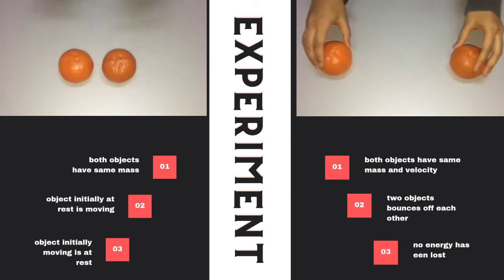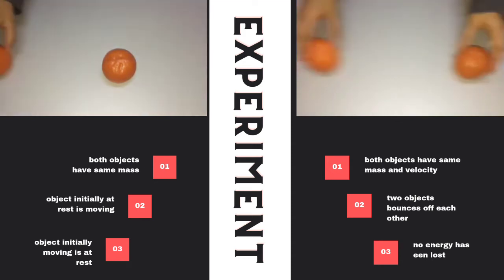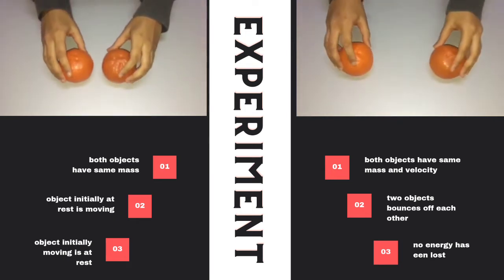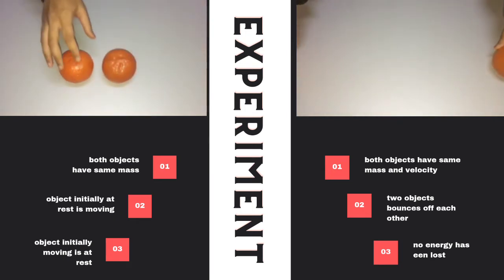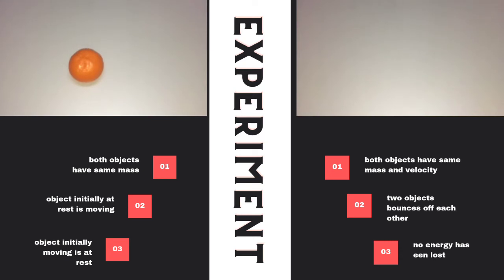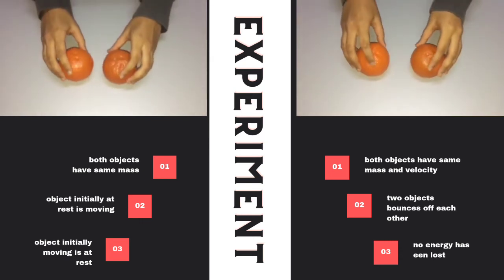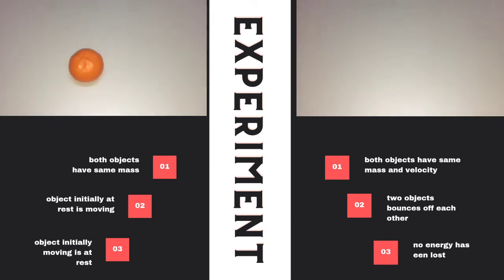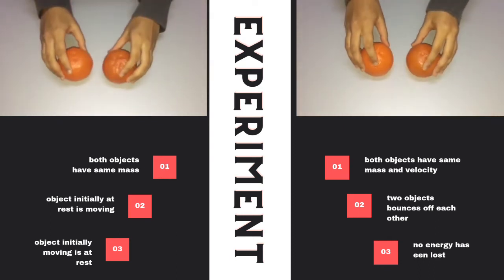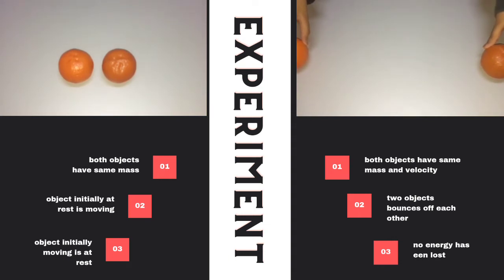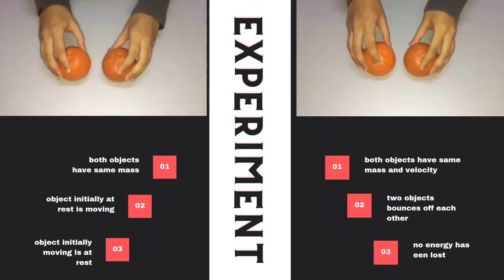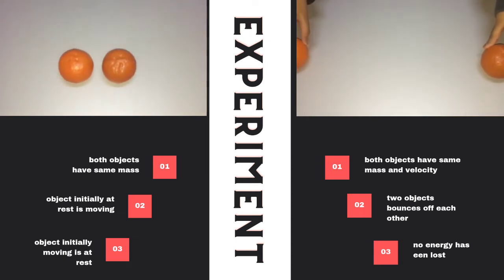In the first experiment, both objects have the same mass, and after a head-on elastic collision, the object initially at rest is moving, and the object initially moving is at rest. Thus, the two objects' momentum is conserved. In the second experiment, both objects have the same mass and velocity. After collision occurs, the two objects bounce off each other with no loss in speed. This collision is perfectly elastic because no energy has been lost.